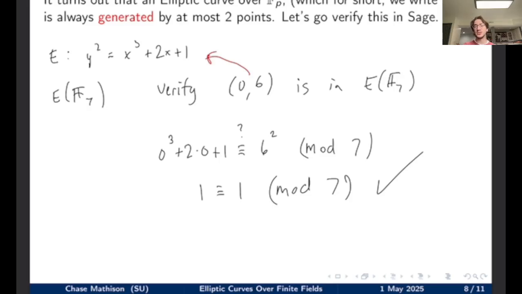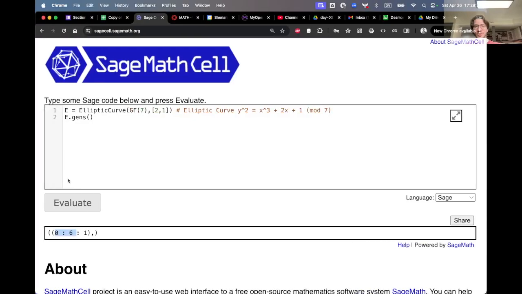Now, verifying (0, 6) is a generator, we're going to let Sage do it. I'm going to call P that point. Sorry, E, you have to do E(0, 6). This is telling Sage I want the point (0, 6) on the elliptic curve E. And then we're going to say for i in range, I think there was 5 points on this elliptic curve, print i times P.